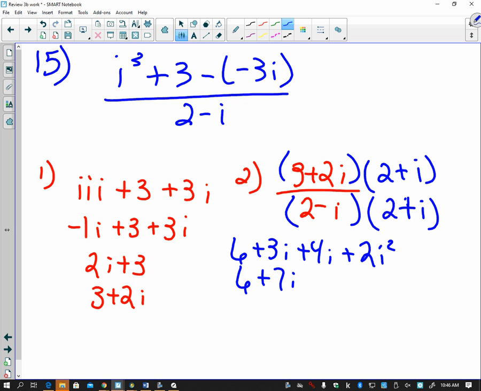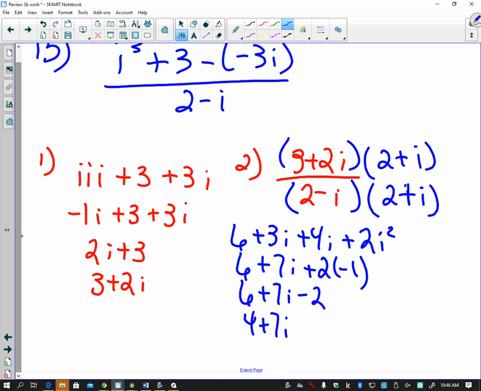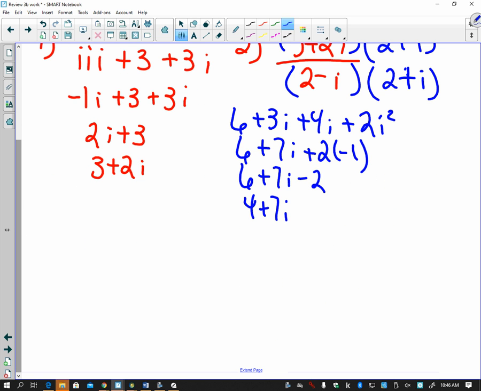And then we have plus 2 times negative 1. You guys know these steps, but so that we see them for the benefit of everybody, we have 6 plus 7i minus 2. Continue to combine like terms. So I have 4 plus 7i. Questions? All right, now we have our numerator. We'll call this part 3. We're going to hold on to this because that's my numerator. We need the denominator, sorry.